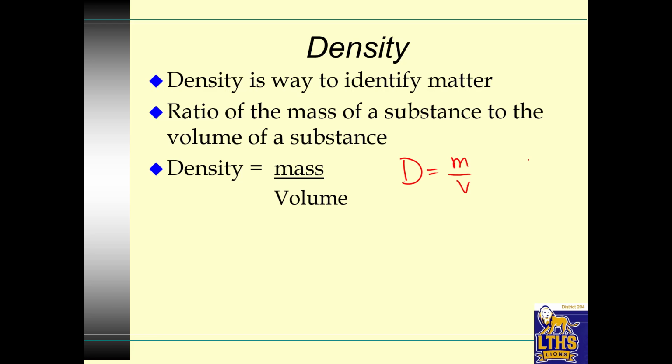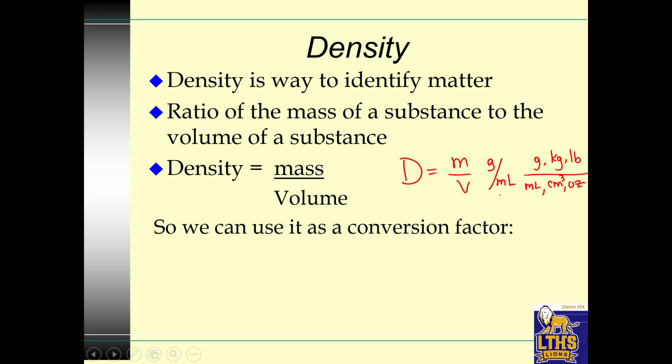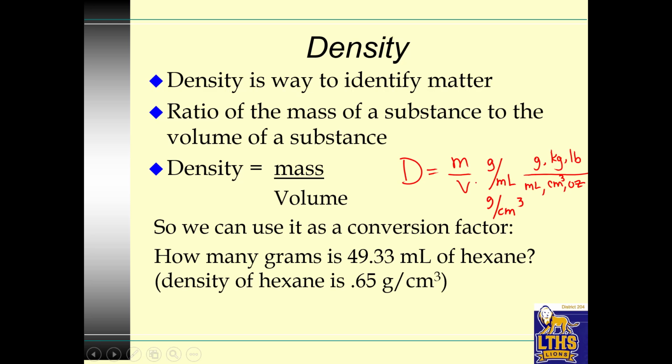And so the units could be any unit of mass, so it could be grams, kilograms, pounds, over any unit of volume. It could be milliliters, it could be centimeters cubed, it could be ounces. Right? So any mass unit over volume unit, the one we use most often in chemistry is grams per milliliter, okay? Or grams per centimeter cubed. So since density is a split unit number, we can use it as a conversion factor.